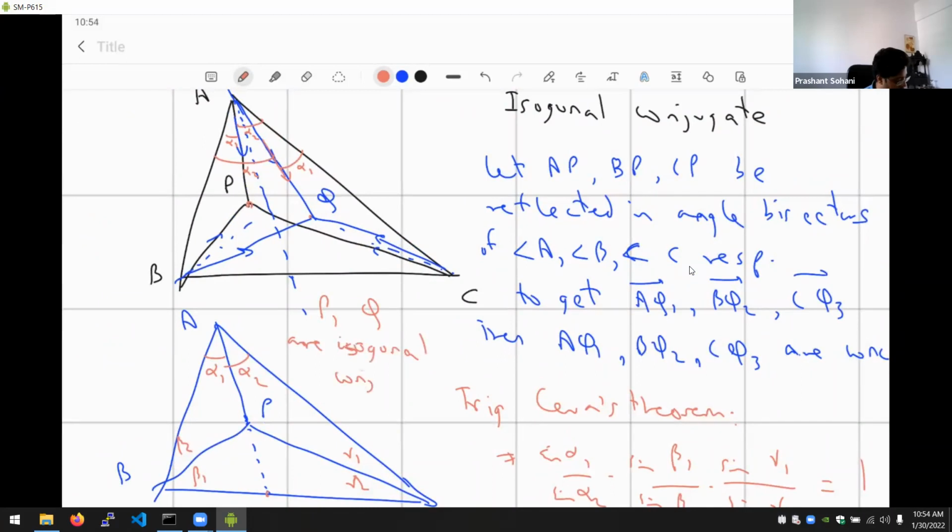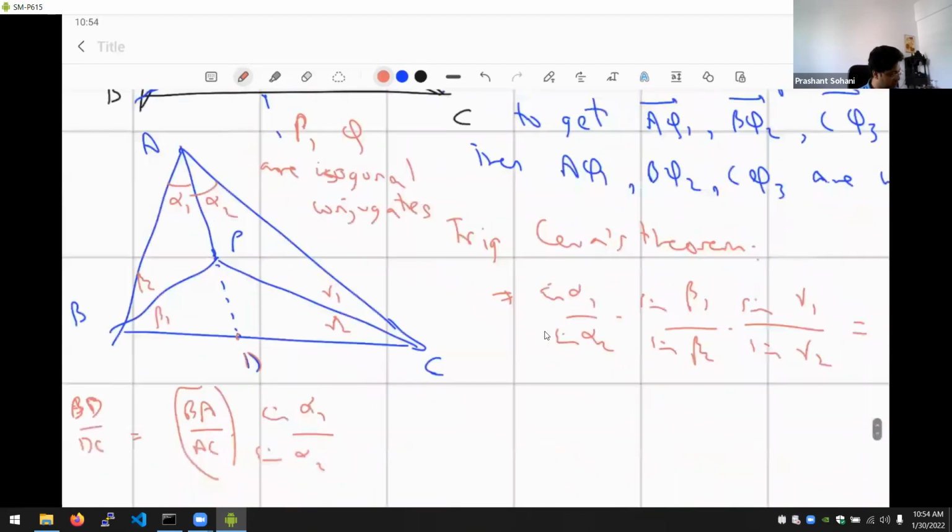Isogonal conjugates. And this is like a reflexive operation because starting from P, you will construct its isogonal conjugate, you will get Q. If you start from Q, you will come back to P. So P and Q are each other's isogonal conjugate. Okay, we are almost out of time.